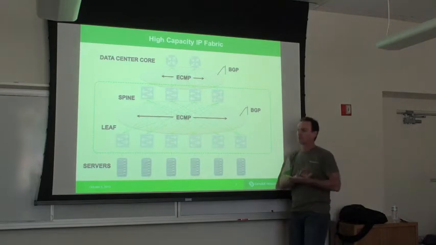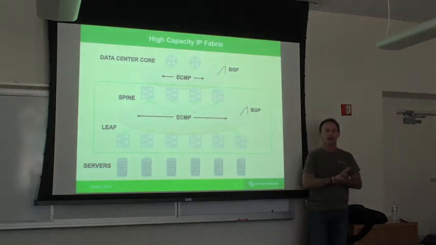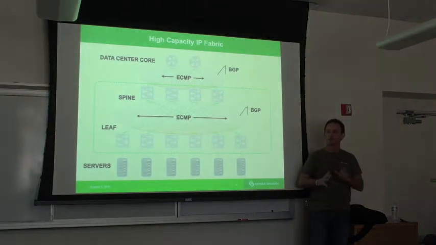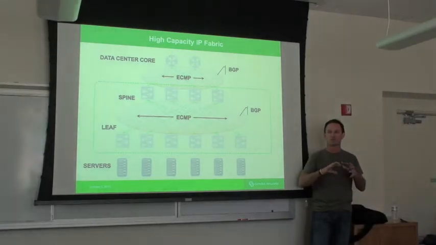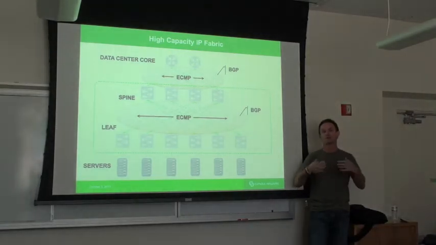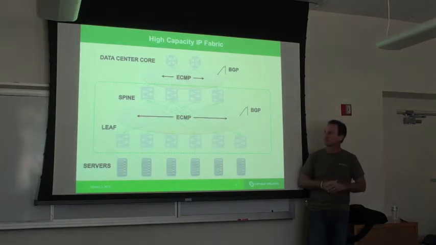Two pieces of overview we're going to go through. One of them is, what do I mean by a high-capacity IP fabric? And the second one is a little bit about Cumulus and Cumulus Linux, so you understand where I'm coming from. But then we'll get down into the technical details.